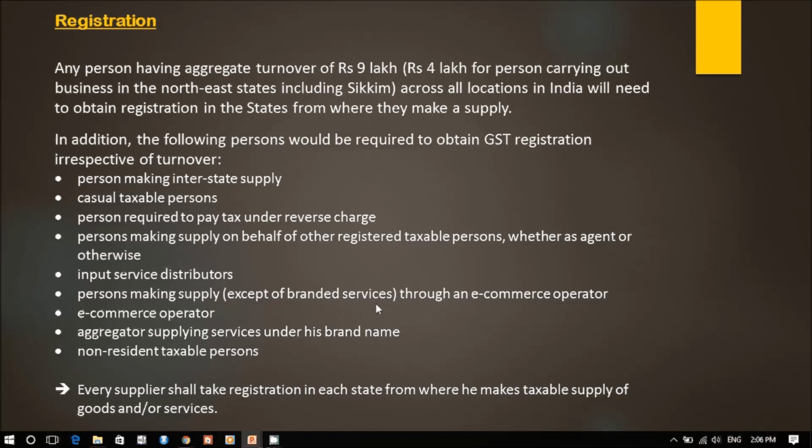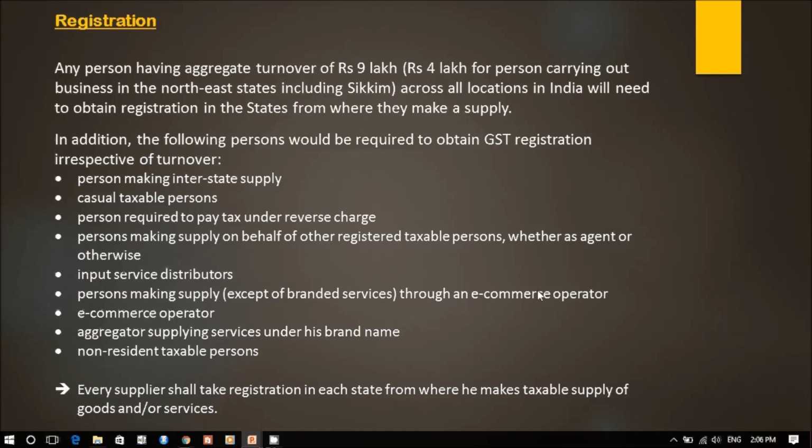Person making supply through an e-commerce operator. So if a person is registered with the e-commerce operator, then he would mandatorily be registered under the GST. But if he is supplying branded services, then he is not required to register. The e-commerce operator itself has to apply for the registration irrespective of the turnover.